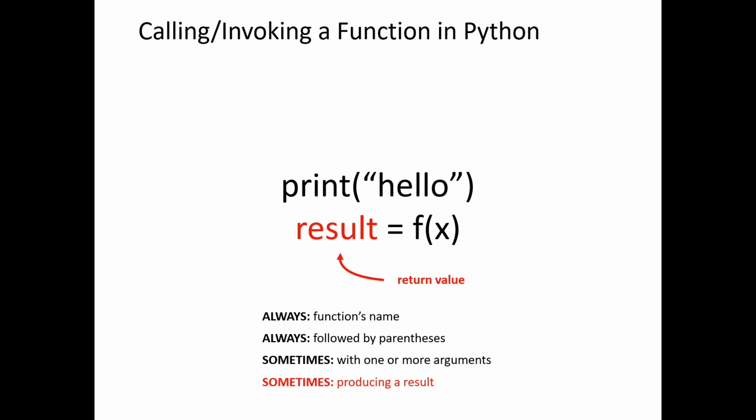We also sometimes may produce a result. This is known as the return value, and we have a bunch of choices as to what to do with it. We could store it in a variable, we could print it out, we could completely ignore it, or we could even use it as the input to another function or another expression.